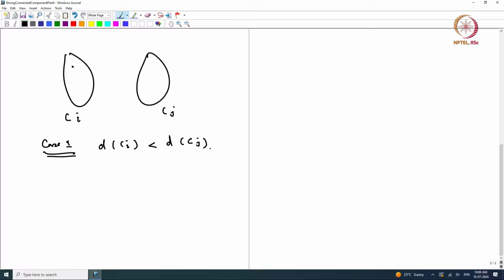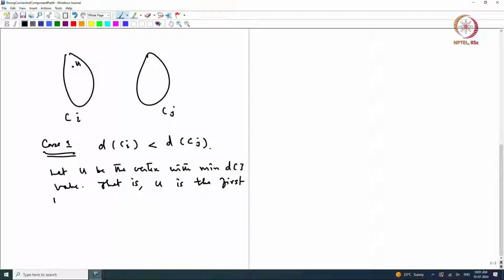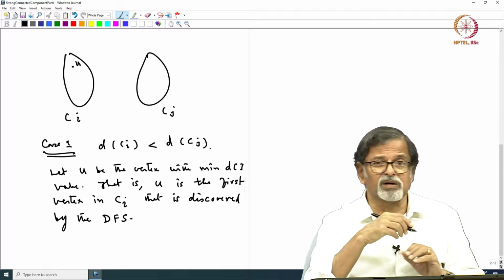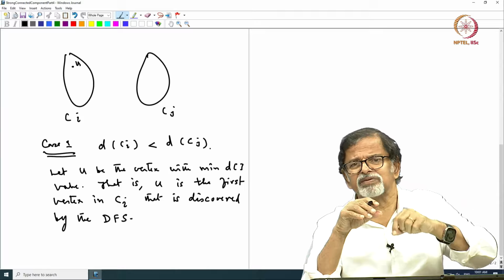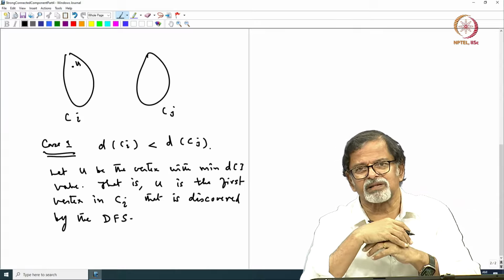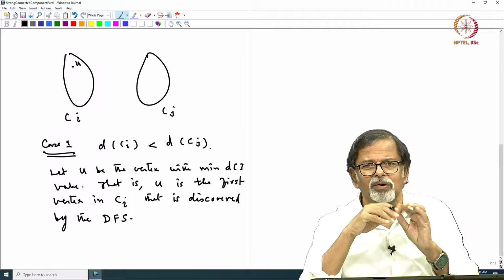The first vertex, let us say u, let u be the vertex with minimum d value, that is, u is the first vertex in Ci that is discovered by the DFS. When you perform the DFS, this component has got several vertices. There is a vertex that has been discovered for the first time. Let u be that vertex.